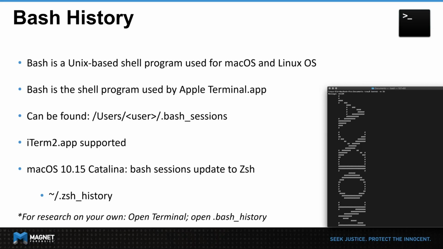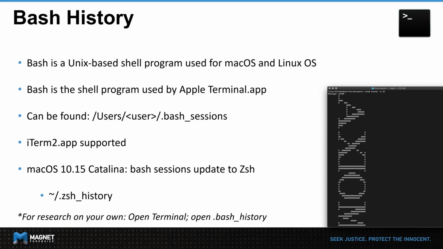Catalina got an upgrade to a .zsh_history. I will tell you, we are working on supporting that inside of Axiom with a dedicated artifact. So stay tuned for that. That should be coming out in the very near future. But for your own research, if you want to see what's going on inside your bash, you can just open Terminal and type in open .bash_history, and you're going to get a running list of everything that you have done inside of Terminal.